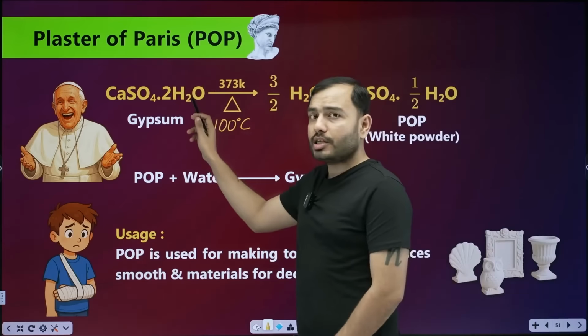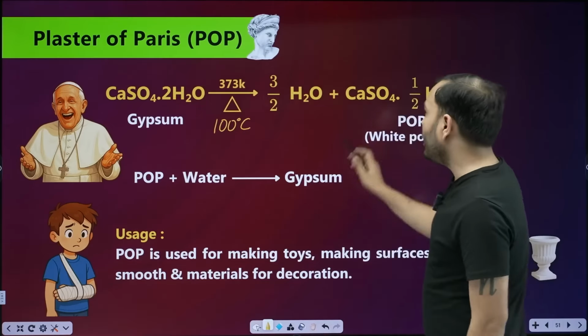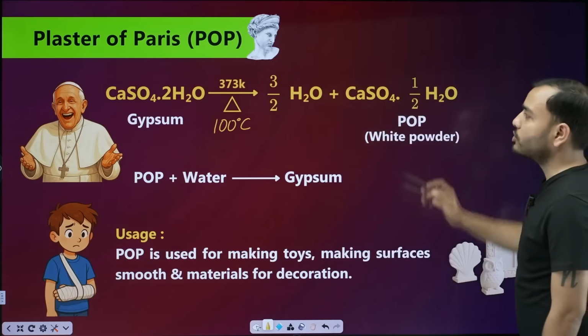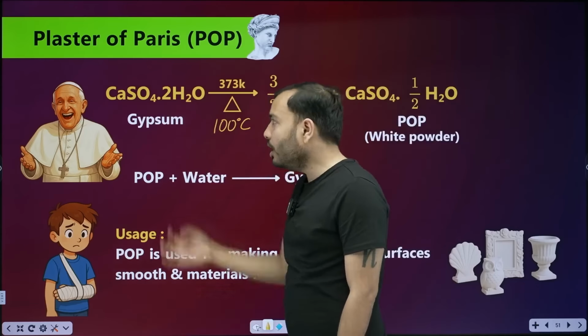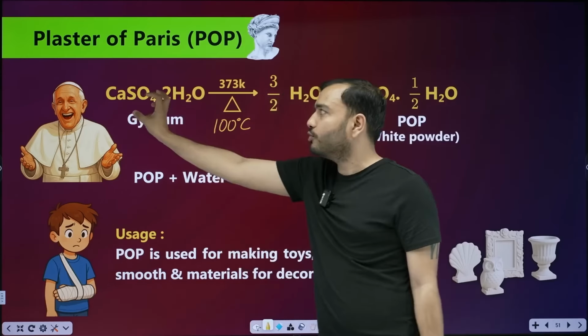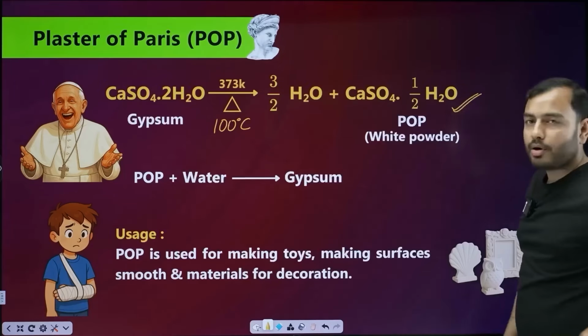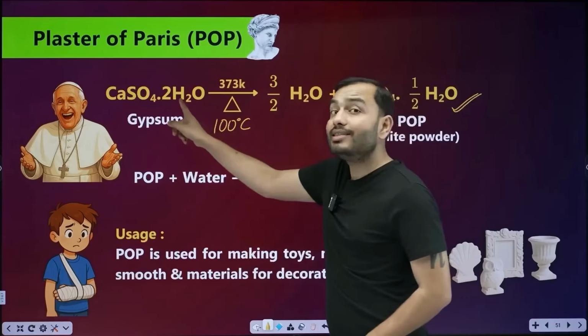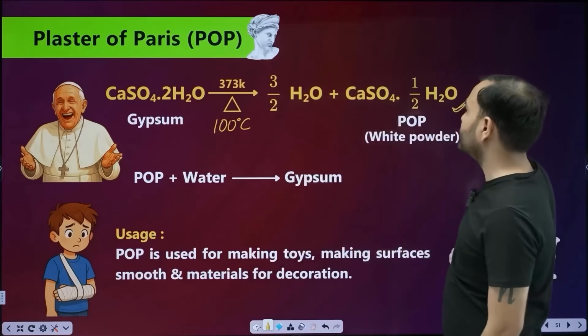The remainder is 1.5 H2O, 1.5 is 3/2 H2O. This is the reaction. Now the compound that is made is called plaster of Paris. Clear? CaSO4.2H2O, what is this? Gypsum. Remove half H2O and you get CaSO4 with half H2O. This is plaster of Paris, a white powder. If half is removed, how much is left? 1.5, which means 3/2. So 3/2 H2O. This is the balanced reaction.